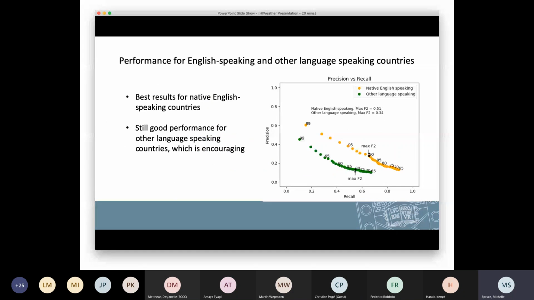We also did the same comparison looking at English-speaking countries, because we've collected tweets containing English terms, and other language-speaking countries. While we see much better performance for native English-speaking countries, we also see some quite good performance for other language-speaking countries, which is encouraging and means in future work, we probably need to start collecting terms in other languages as well, which will really improve the scope of this work.